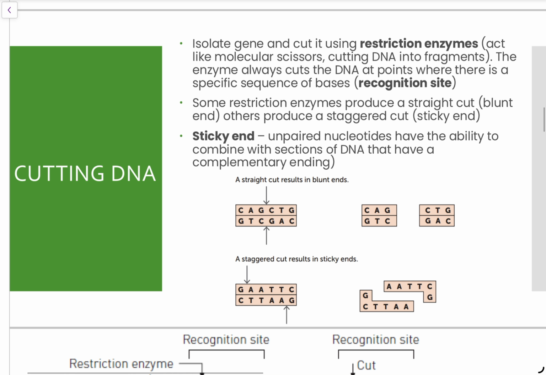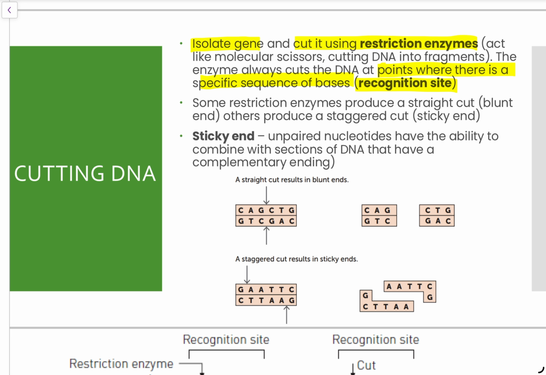So let's break this down. So when we're cutting the DNA, I've mentioned these things known as restriction enzymes, right? So in order to use a restriction enzyme, we firstly need to isolate the gene that we want, and we cut it using the restriction enzyme, okay? Now, we're always going to cut the DNA at points where there's a specific sequence of bases, and this is what we call a recognition site. It's how we know where to cut, okay?